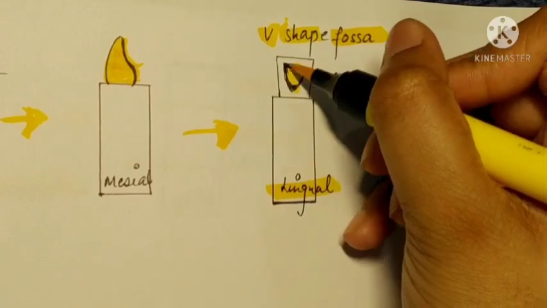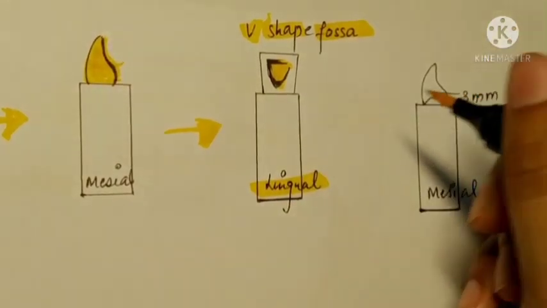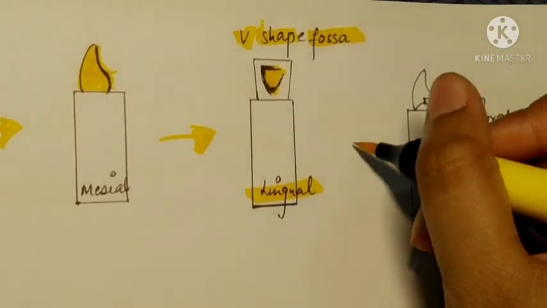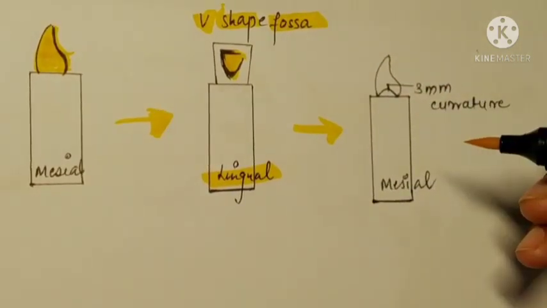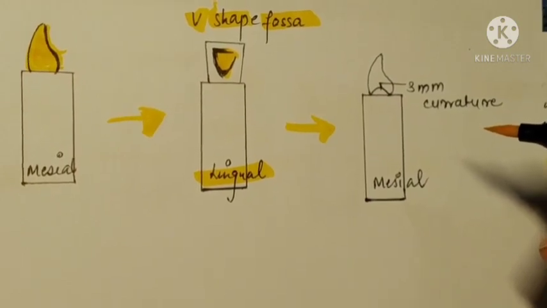Like this. So you have to remove this excess of the wax from here to make the lingual fossa. After making the fossa and completing all this, we have to move to our next step, that is marking the curvatures. Curvature for the mesial side and the distal side.